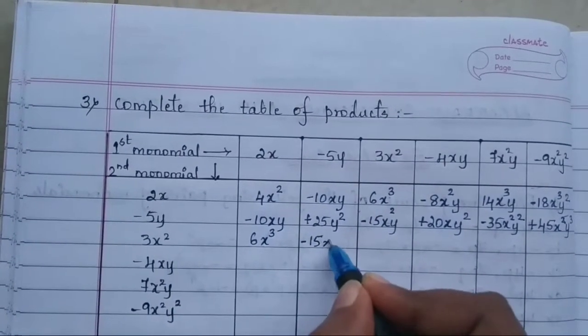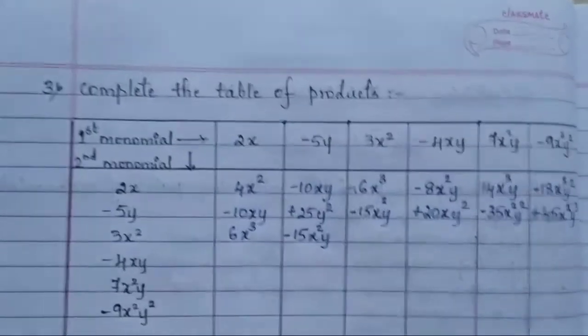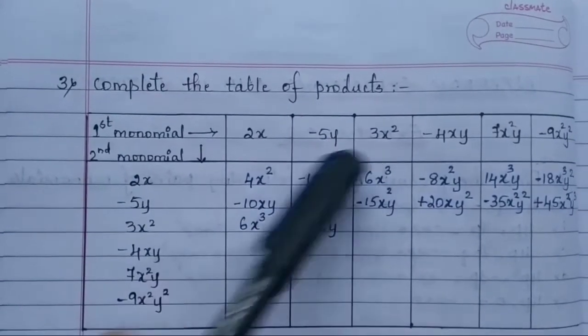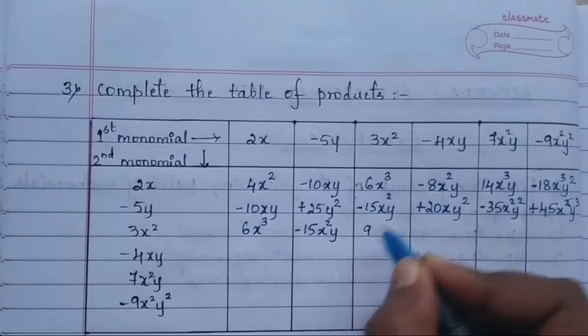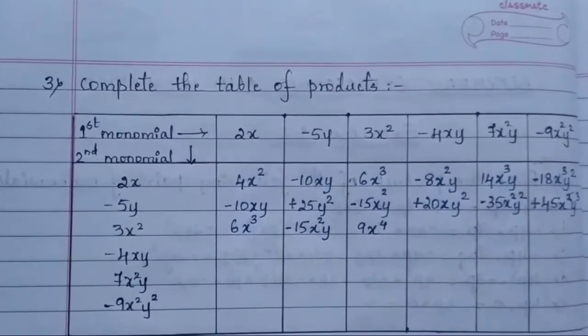x square will be as it is and this y will be as it is. Next comes 3x square and again 3x square. 3 3s are 9. x square into x square will become x to the power of 4.